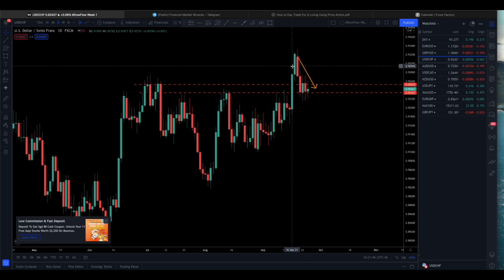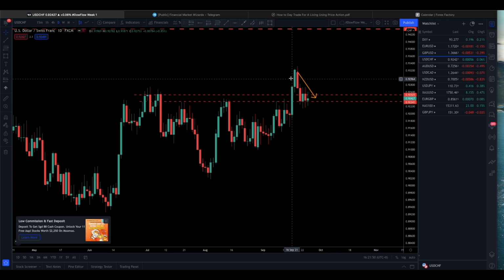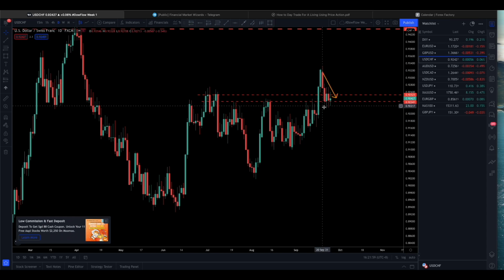So last week we talked about how this entire zone is going to be support, and pretty much the whole week is just a retracement. This is Friday, Thursday, Wednesday, Tuesday, and Monday. So it started selling down into support, and right now price is at support.